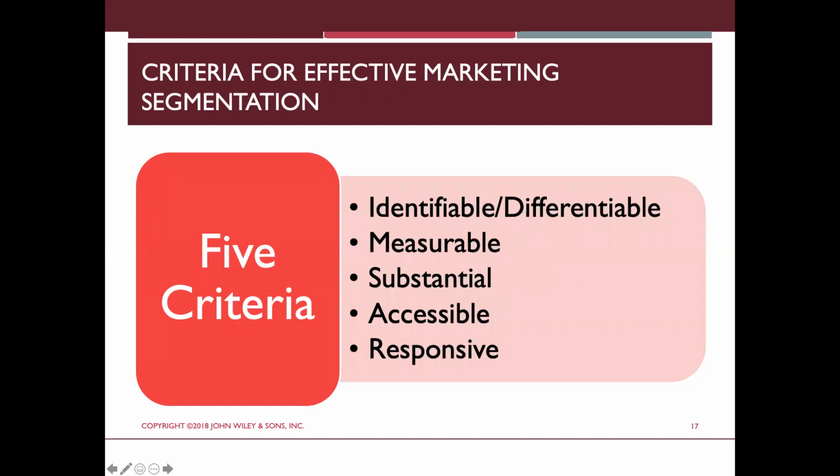We want it to be measurable. We want this to be sustainable because we want to be able to use this over and over again. And then accessible and responsive, okay? So all these different variables need to go into our marketing mix. All right. We can target our market.